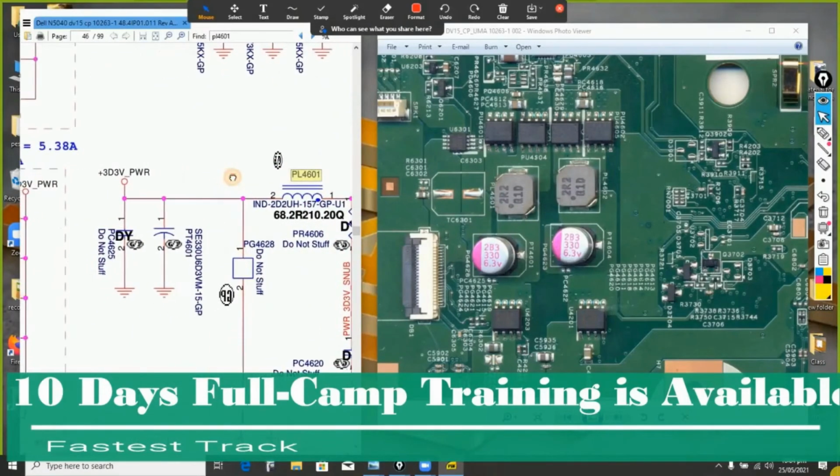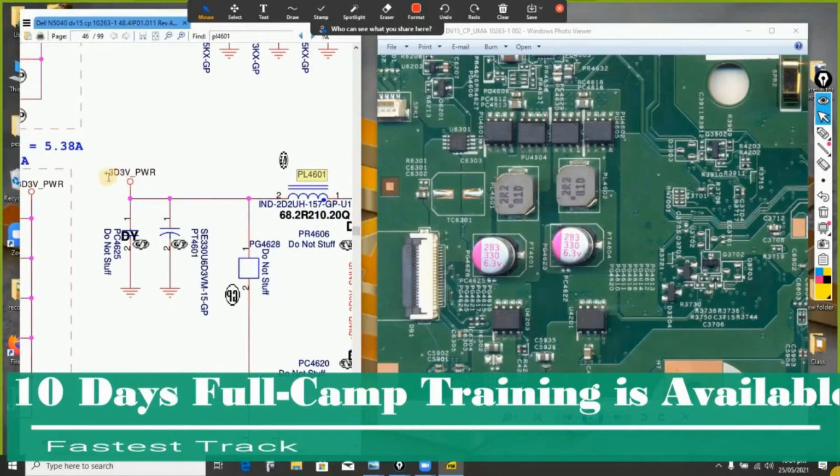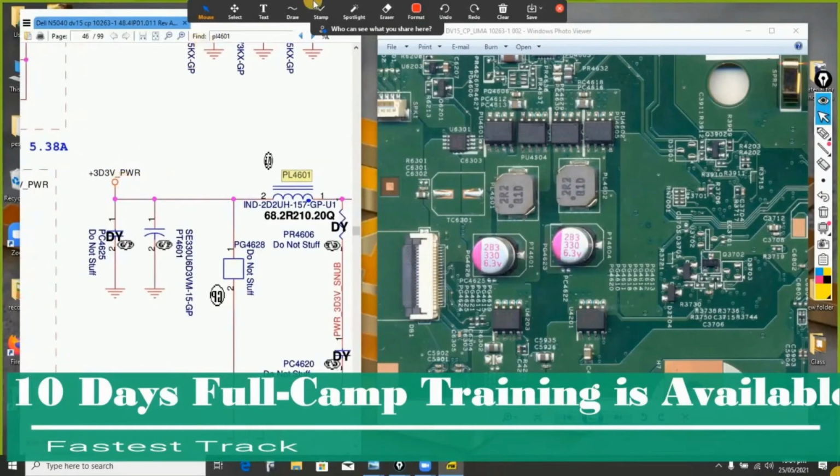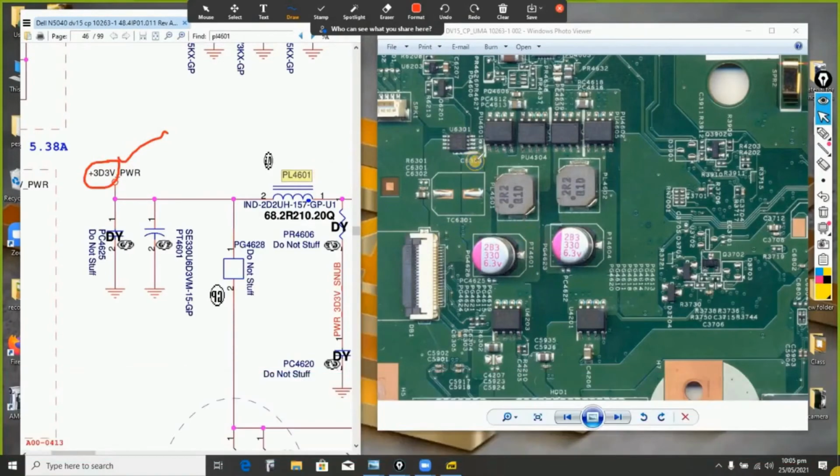So whenever I talk about schematic, we talk about it carefully. What is the voltage here? So here I'm going to have 3.3 volts. That is the value of the voltage I will get at this point here, 3.3. Which other one again?